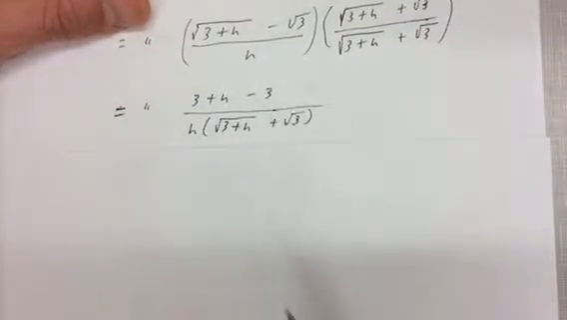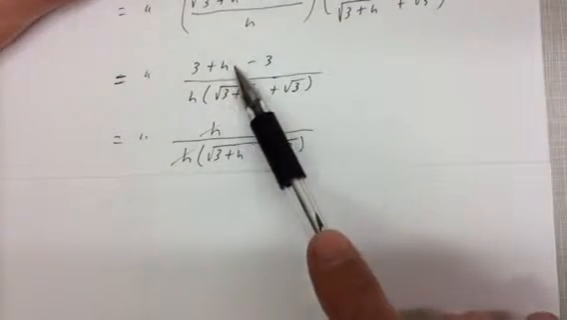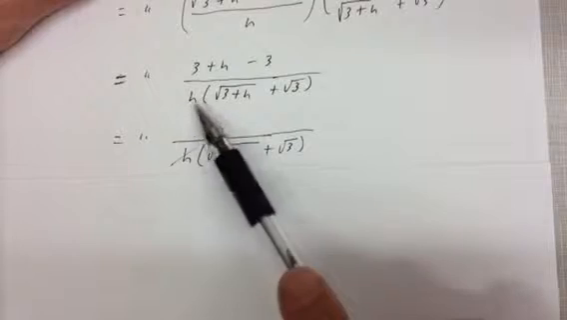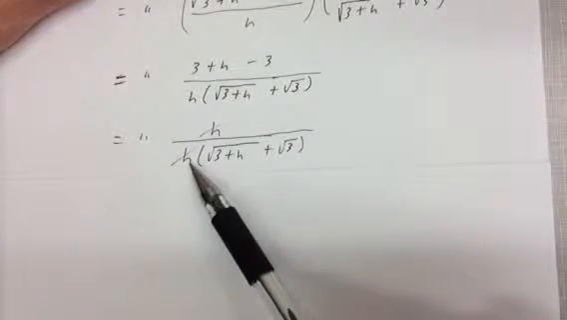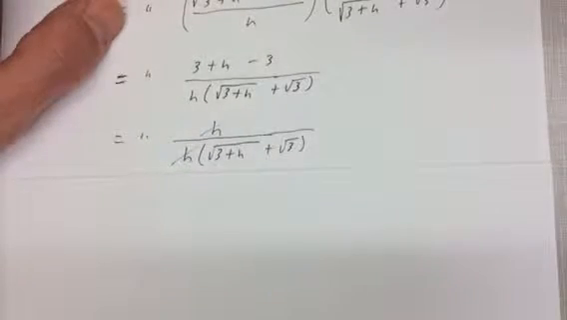The 3 minus 3 go away, and you're left with this expression. So now you just have what? A single h on the top, and you have an h on the bottom. If you didn't multiply it in, you can then cancel it out right away. This will happen with pretty much all square root functions.